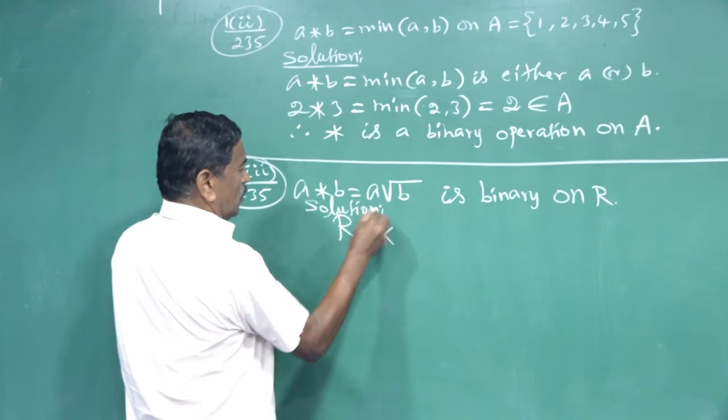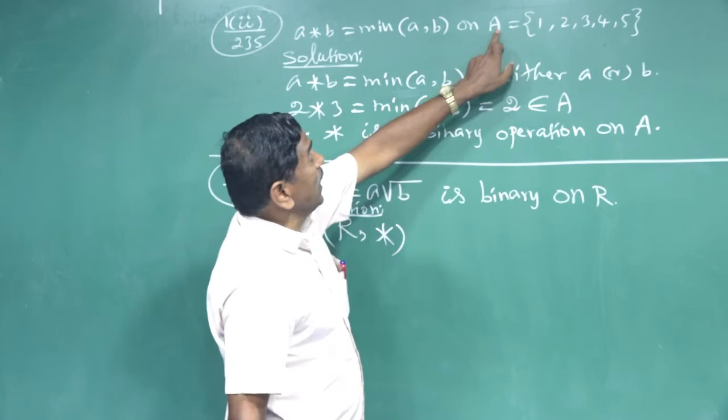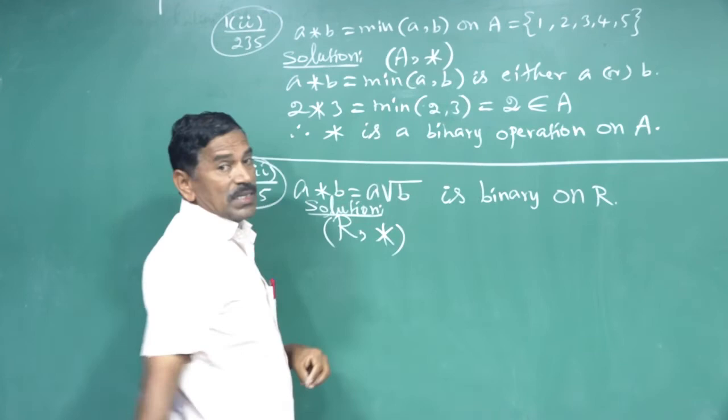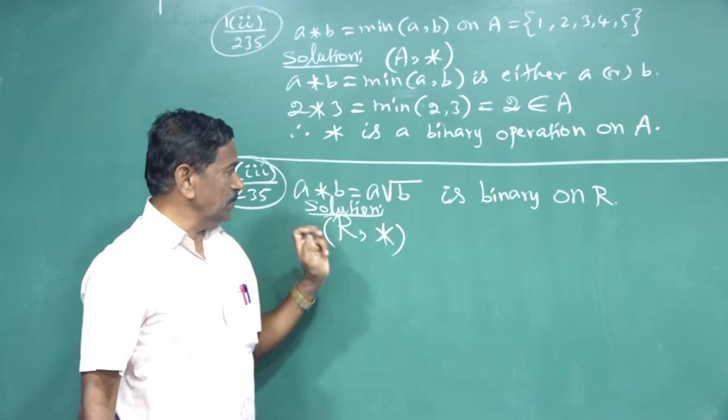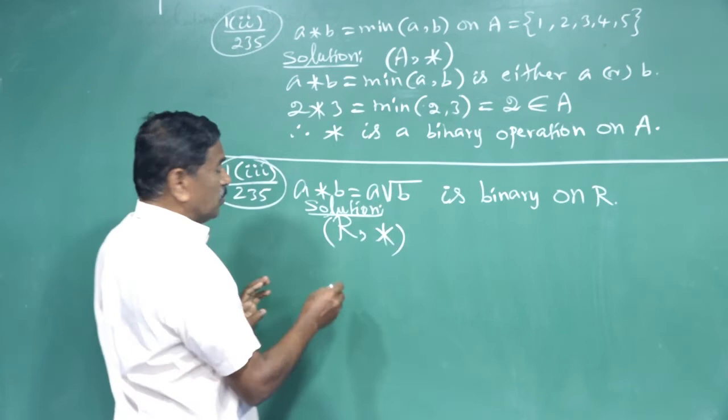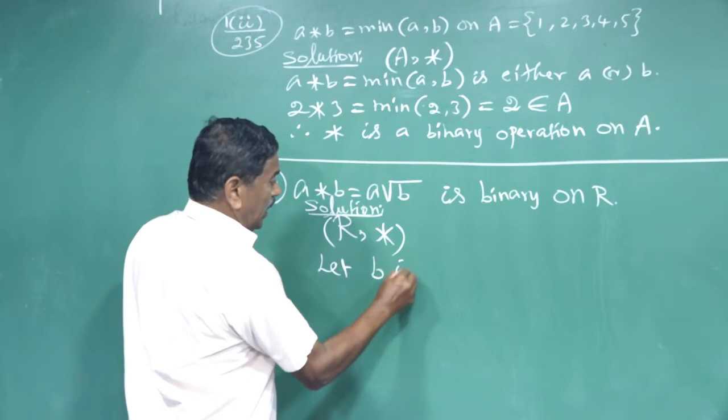Solution. R is a set and star is the operation. Before the question, A is a set and star is the operation. That is the technique. So remember always what the set is and what the operation is. Now, for example, suppose b is negative. Let b be negative.